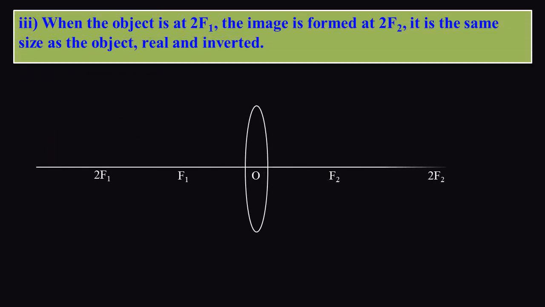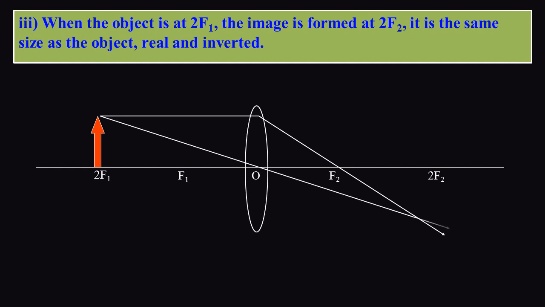Next, when the object is at 2f1, then two light rays are incident on the convex lens, and after refraction, they coincide where the image is formed. The image is formed at 2f2. Here, the object size and image size are the same. They're real and inverted.